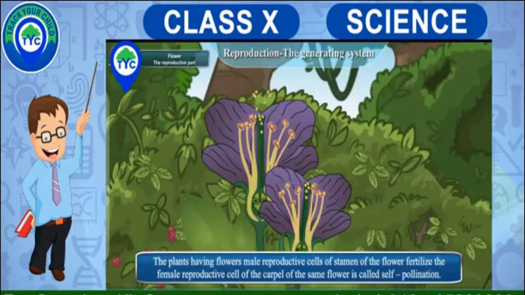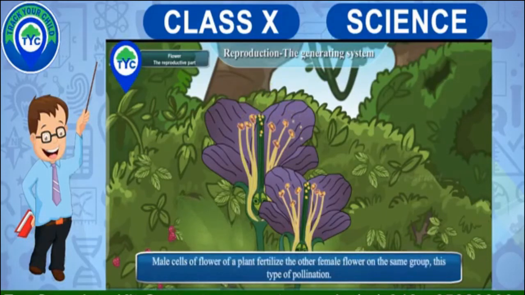In plants having flowers, when the male reproductive cells of the stamen fertilize the female reproductive cell of the carpel of the same flower, it is called self-pollination. When male cells of a flower of a plant fertilize the female flower on the same plant, this type of pollination is called geitonogamy.